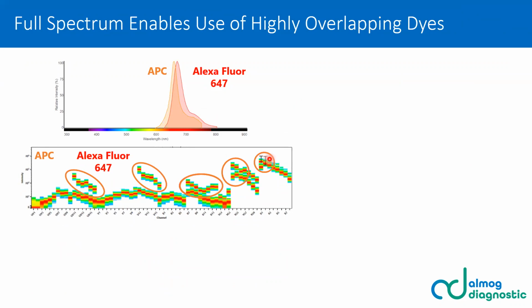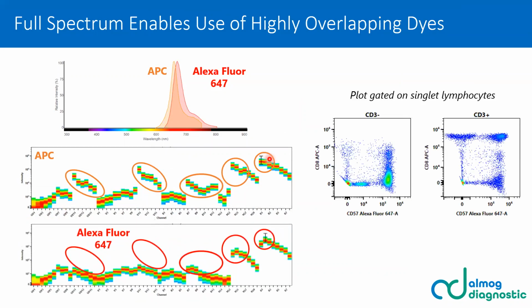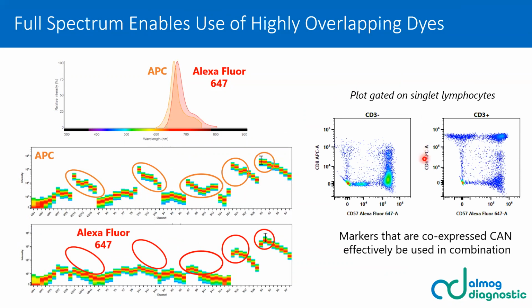These differences are exploited in order to combine these two dyes together in the same tube, and even to analyze co-expressed markers. Like shown in this example, we have CD8 APC and CD57 Alexa Fluor 647, and a very nice resolution of the double positive population can be seen here. So even co-expressed markers can be analyzed together using these heavily overlapping dyes.